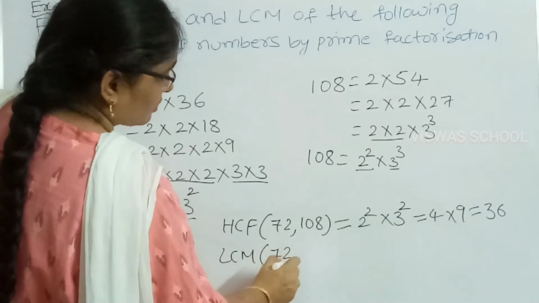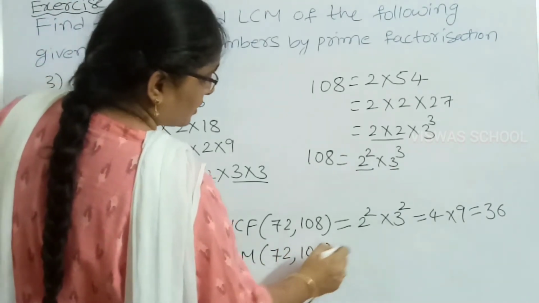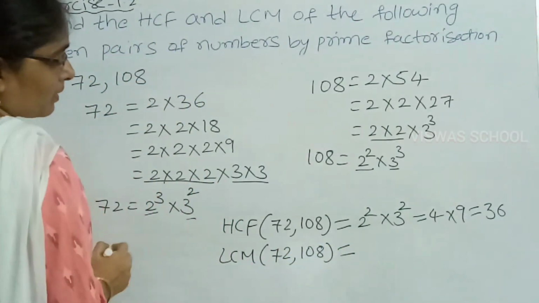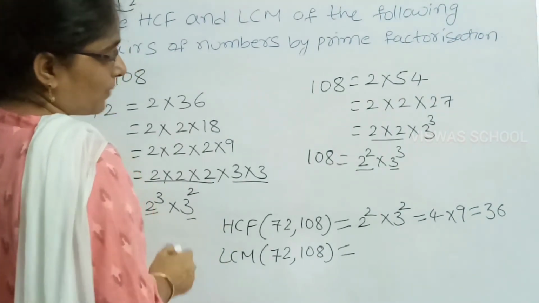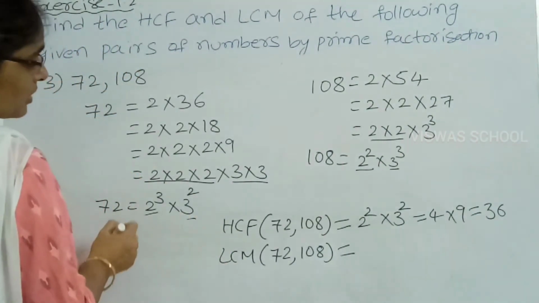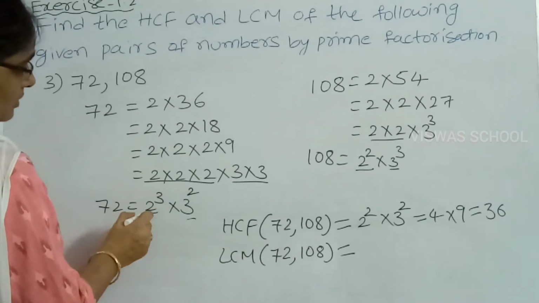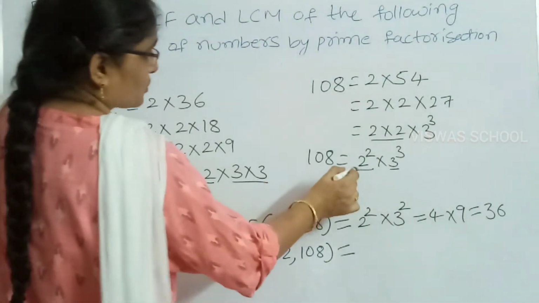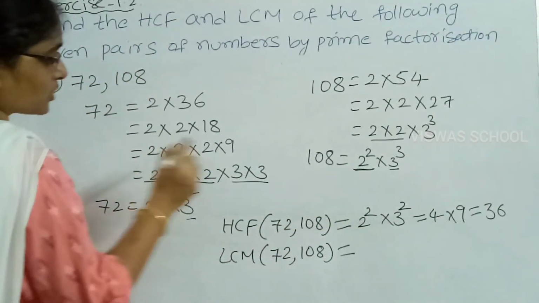Next, LCM of 72 comma 108. LCM means what here? Product of the greatest power of each prime factor. Greatest power of each prime factor. Out of 2 cube and 2 square, greatest power means here 2 cube.